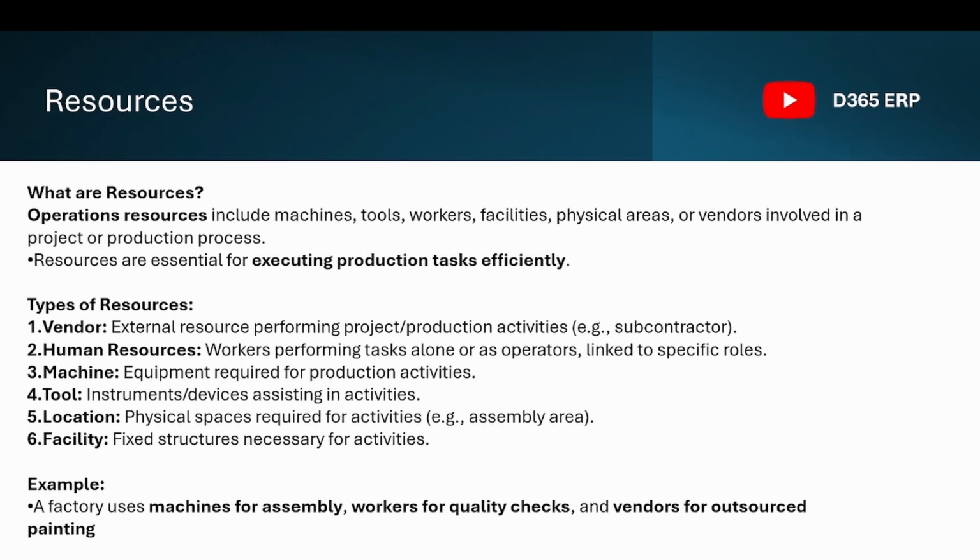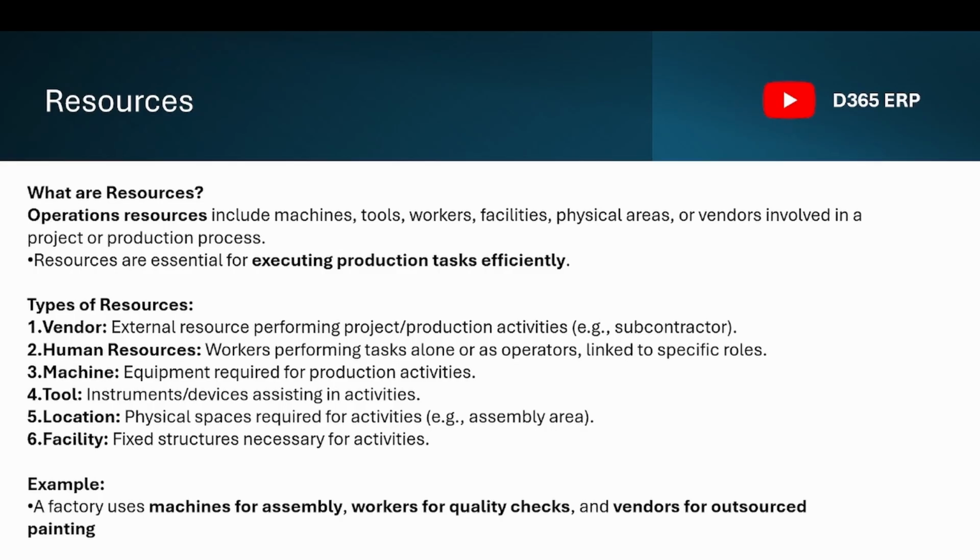In Dynamics we have six types of resources that we can configure. First is vendor, then human resource, machine, tool, location, and facilities. You can just pause the video and read the whole part. Just to save time, I'm moving forward quickly.